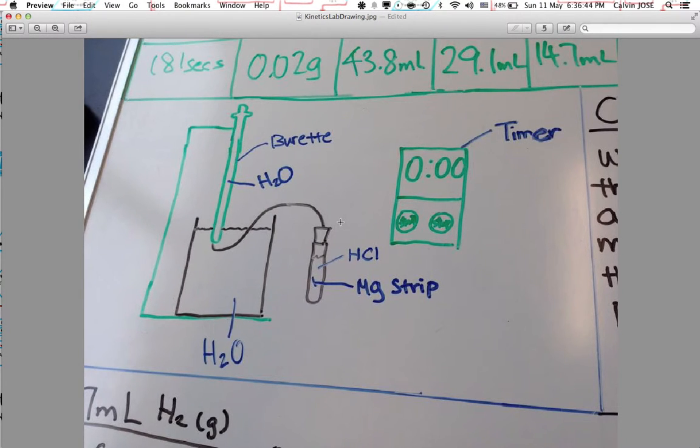This diagram shows how we did this experiment. So first off, we have a burette filled with water, and that is placed into a beaker also filled with water to make sure the water doesn't come out. From there, we placed a tube that connected the burette to the test tube, and within that test tube was hydrochloric acid and the magnesium strip. We then used a timer to time how long the reaction took.